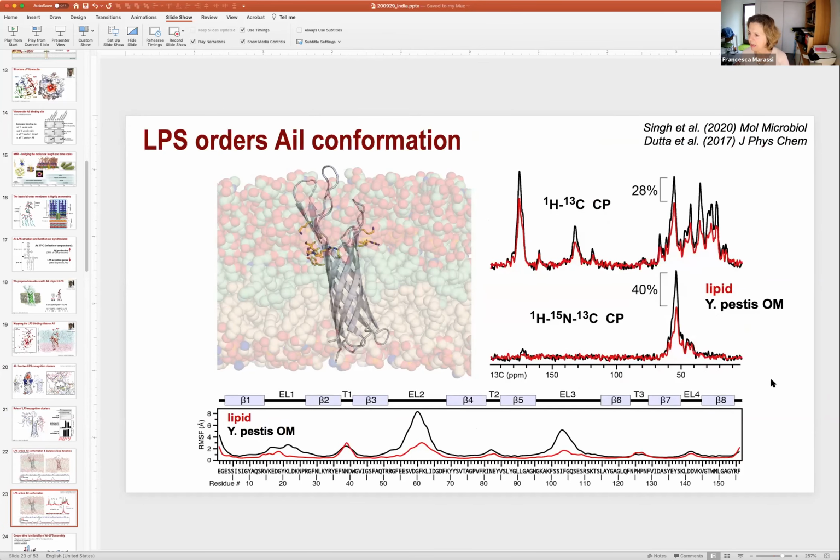And indeed, we did show this using solid-state NMR spectroscopy, and this was the work of Samit Dutta, who was also a postdoc in the lab back in 2017. Actually, before we had done these experiments, we had evidence that the addition of LPS to, in this case, phospholipid bilayers would really lead to this dramatic increase in conformational order that enhances the cross-polarization efficiency of our spectroscopy.